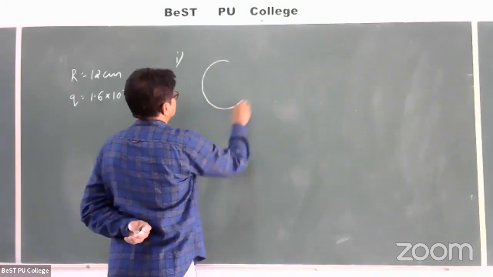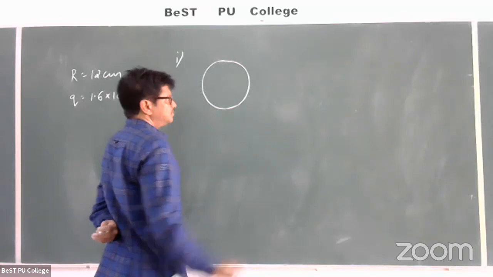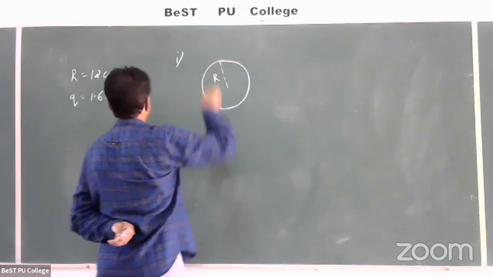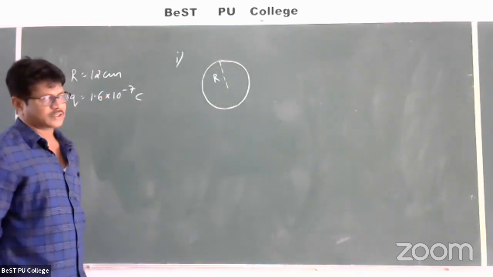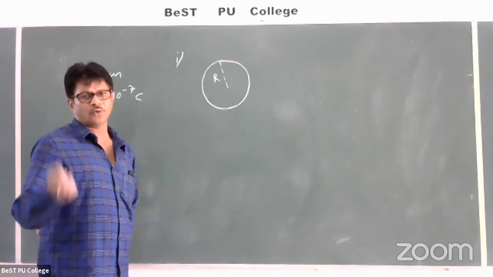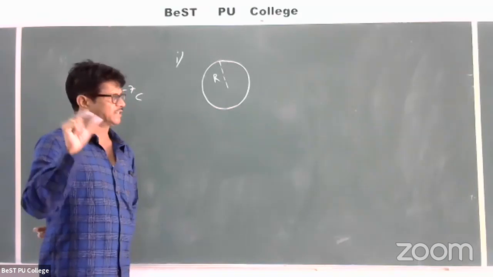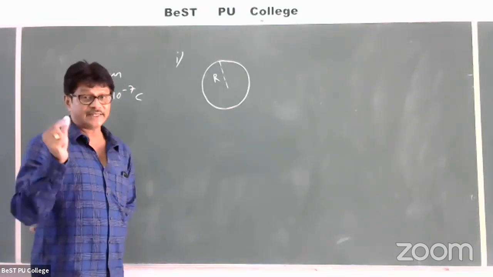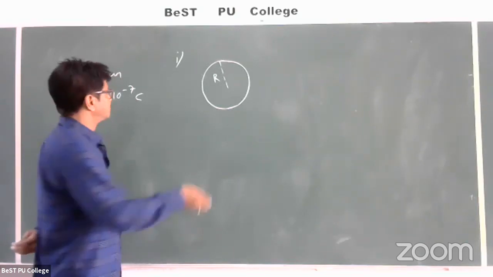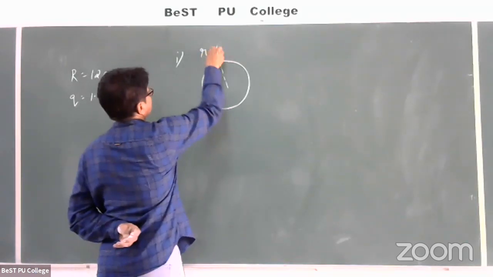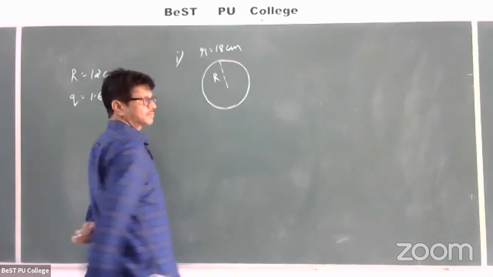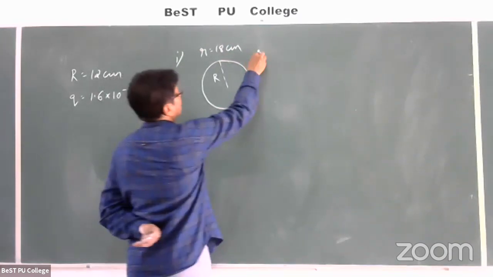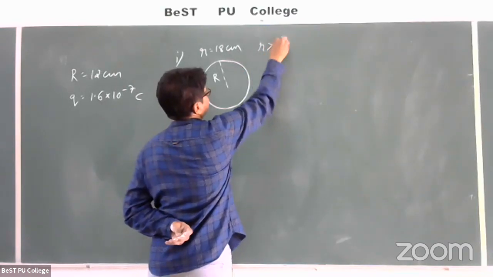Now, this is a sphere of radius R, where R is equal to 12 centimeter. Now I want to find out the electric field and potential at a distance of 18 centimeter from the center. Small r is 18 centimeter. From here we come to know that small r is greater than capital R.